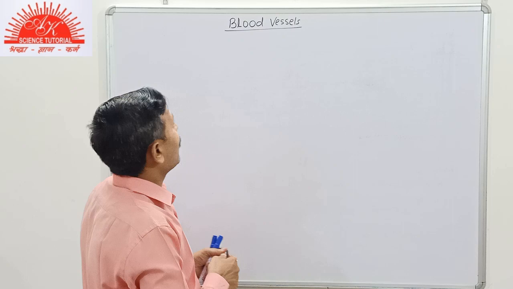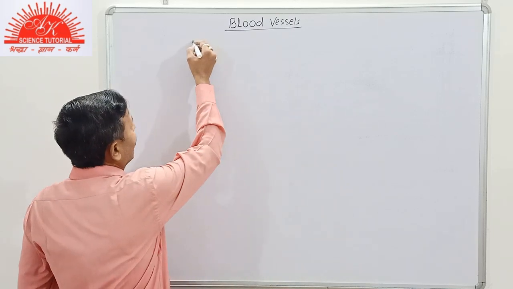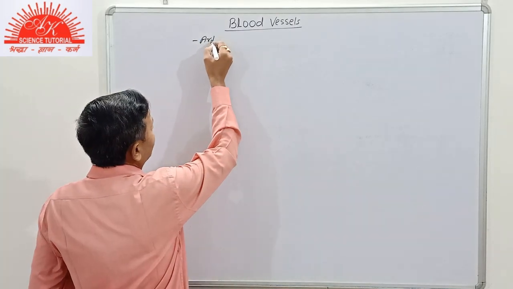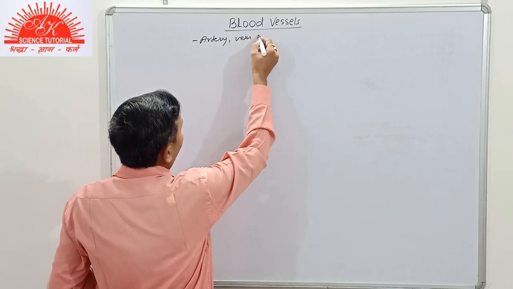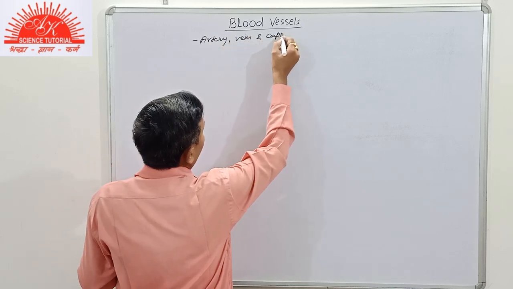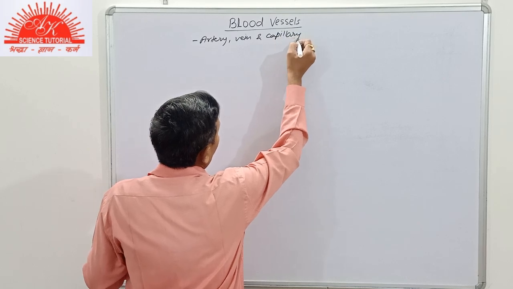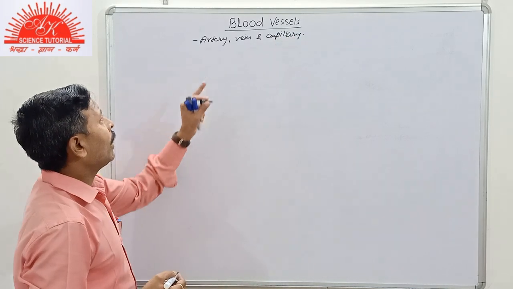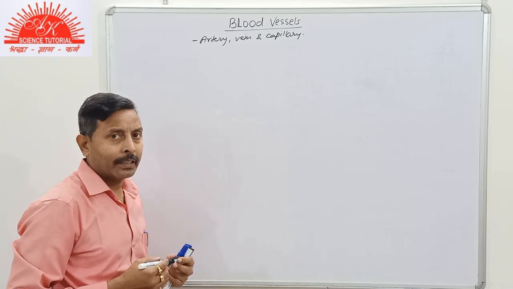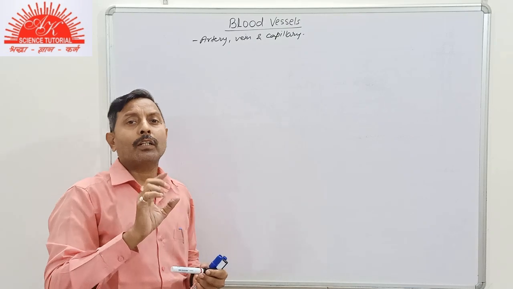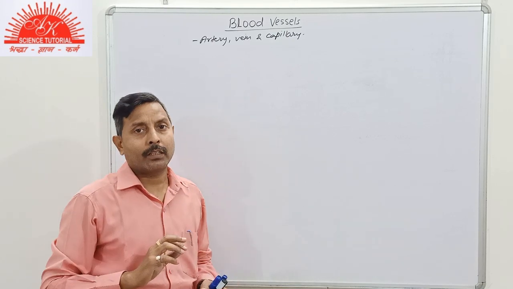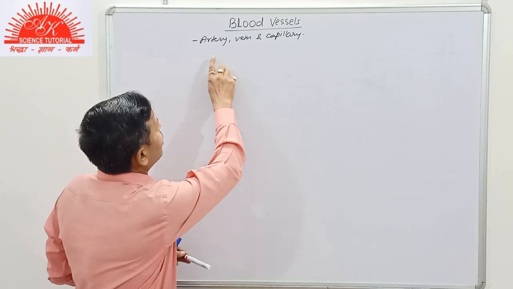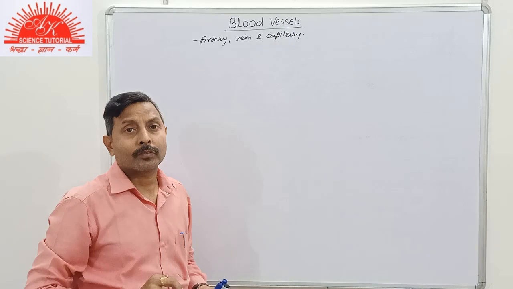So the blood vessels we have to study here are artery, vein and capillary. Now, first of all, take artery. As we know, when the left ventricle contracts, the blood is pumped into the artery. So there is high pressure in the artery.